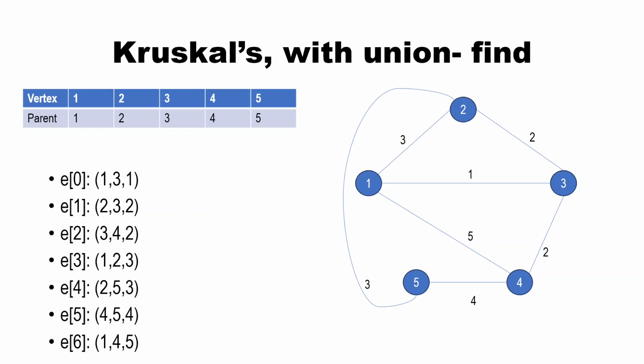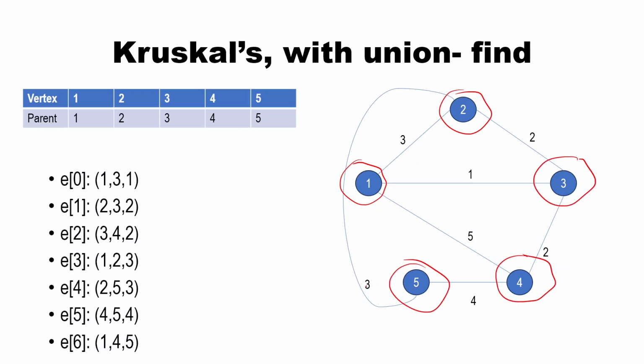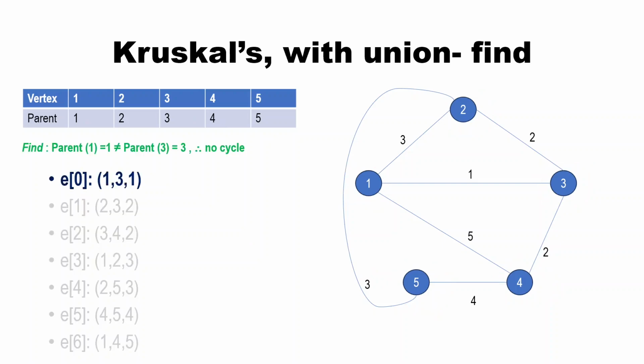So in Kruskal's algorithm, we always form a forest. Therefore, our forest initially consists of every vertex or every node in its own component. So that is what this means. Now, let's try to add the first edge.